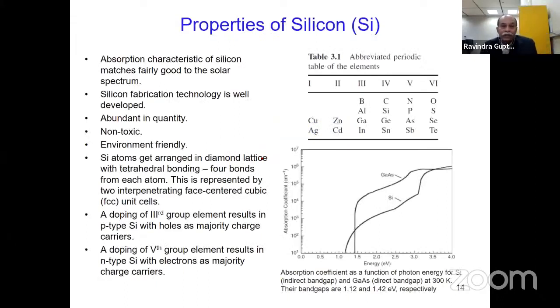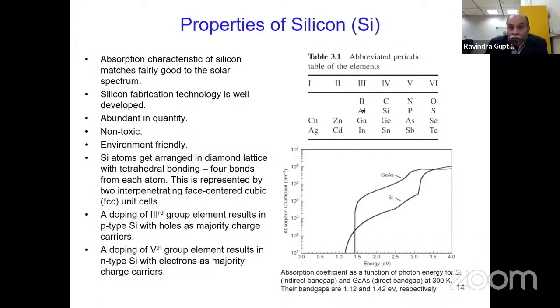Why silicon? This is the question. Silicon is abundant, you know it. It is abundant everywhere, in terms of sand, SiO2. The absorption characteristics of silicon match fairly well to the solar spectrum. Here you can see the band gap energy is around 1.12 electron volt. This is very, very good. Silicon fabrication technology is well developed. As I told earlier, the quantity is abundant, non-toxic, environment friendly, and this is from the fourth group.